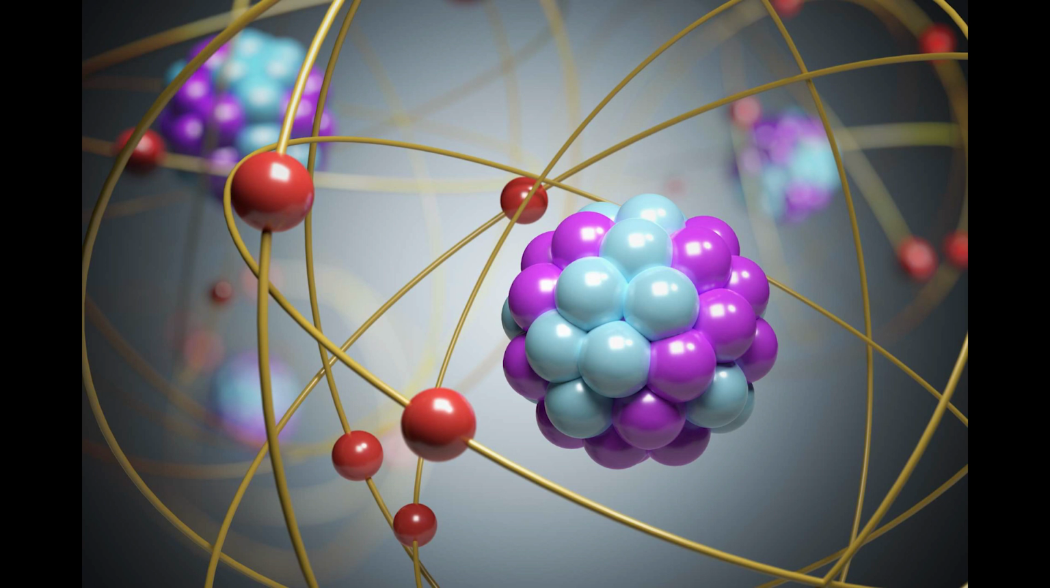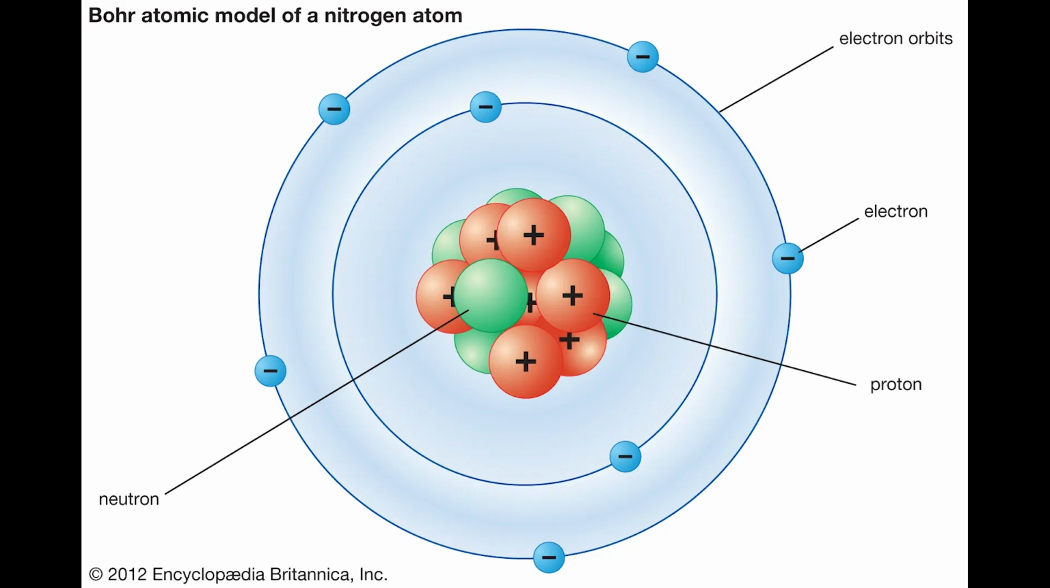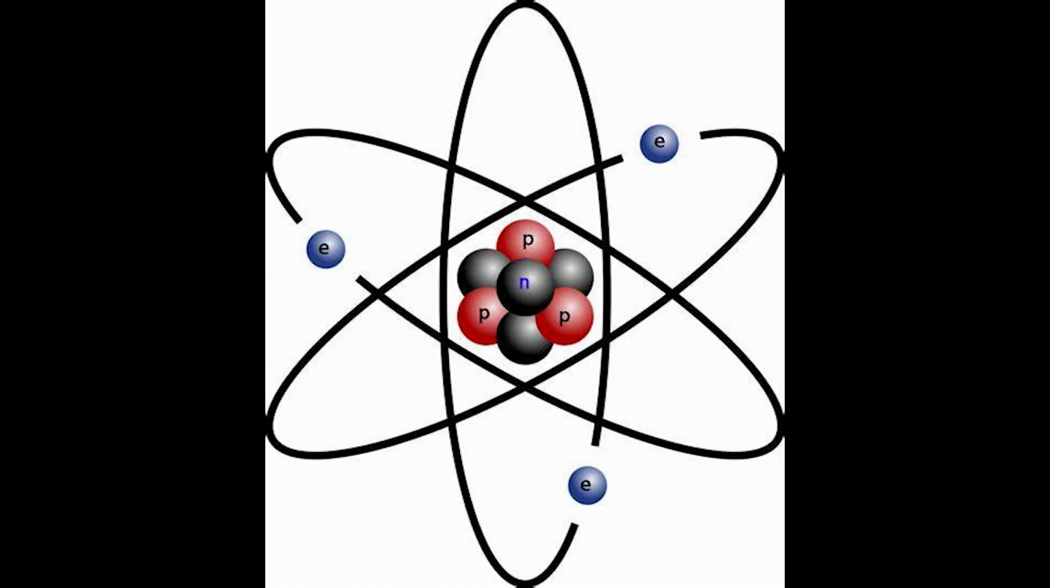The origins of atomic theory can be traced back to ancient Greece. The philosopher Democritus, c. 460 to 370 BCE, proposed that matter is composed of small, indivisible particles called atomos, meaning uncuttable or indivisible. Although his ideas were philosophical rather than scientific, they laid the groundwork for future developments in atomic theory.